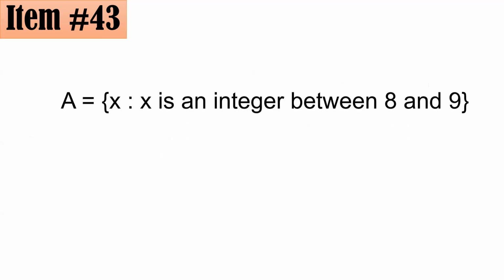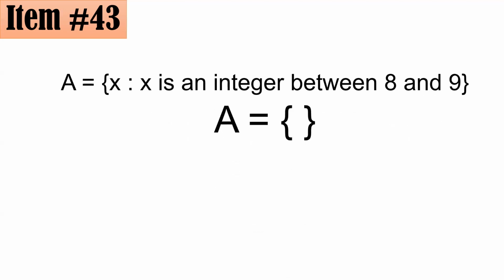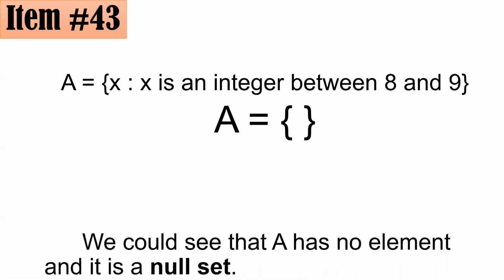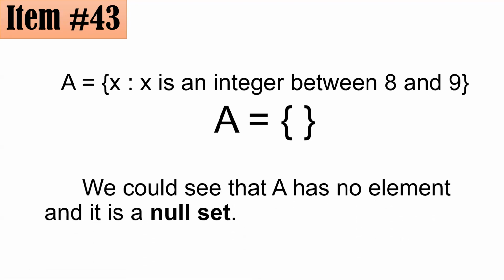Okay. Yung tanong, di ba wala namang integer between 8 and 9? That's why we could actually represent A with these two braces without any element. And this tells us that there's no element, that A has no element. And if a set has no element inside it, then we call it an empty set or a null set. Hence, letter D is the correct answer.